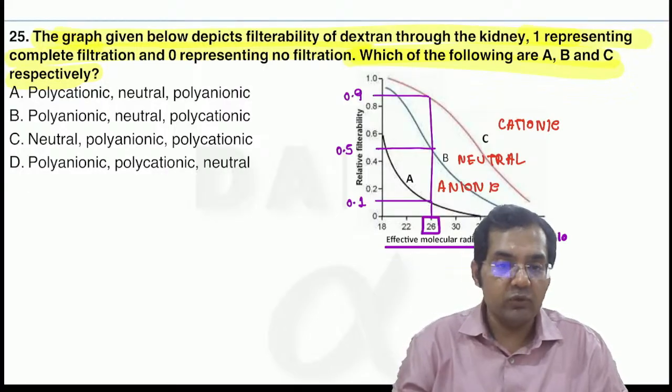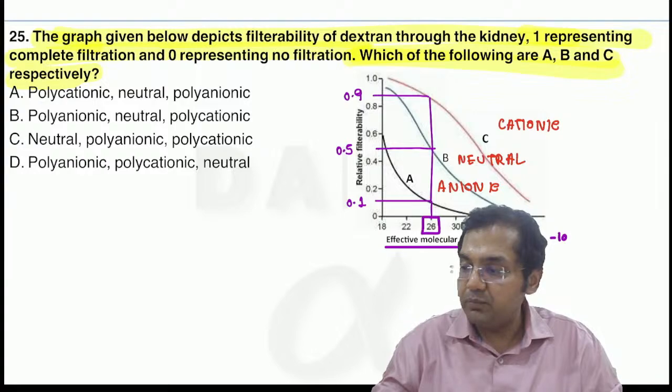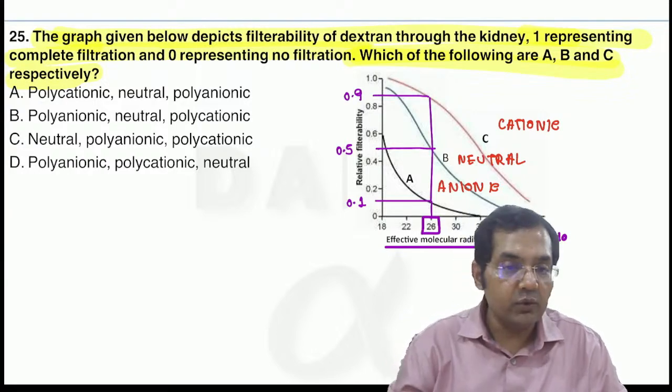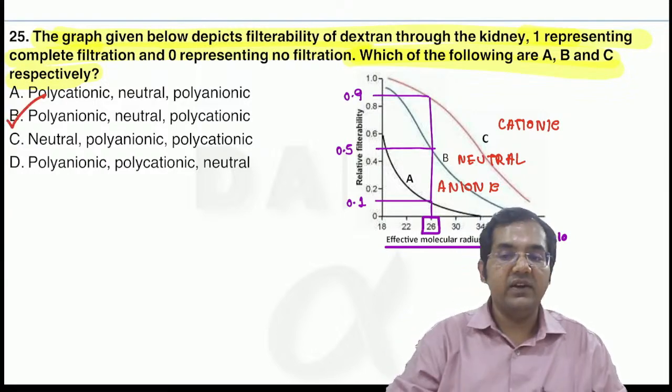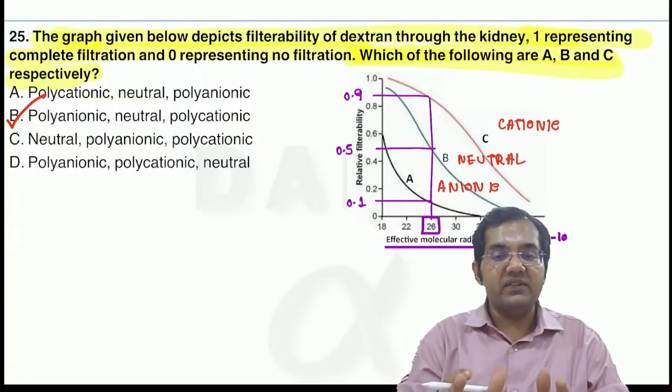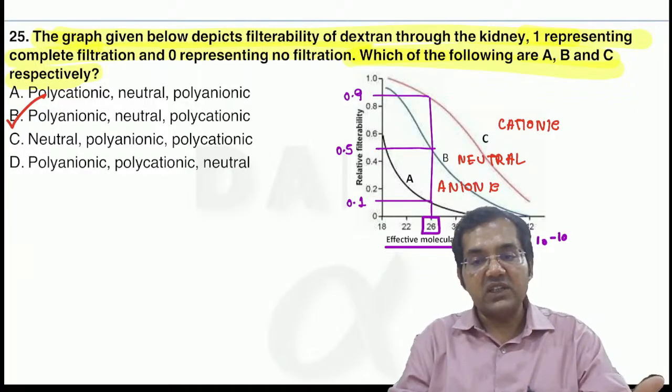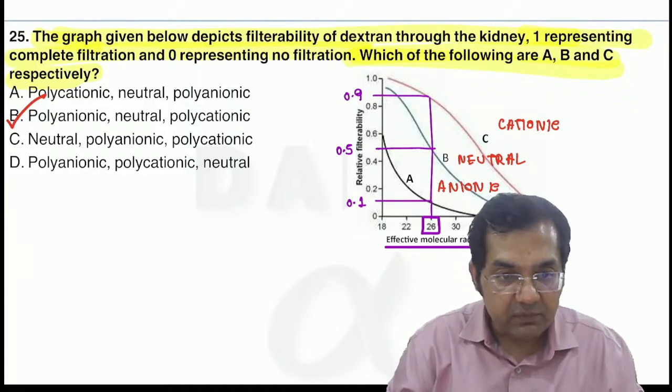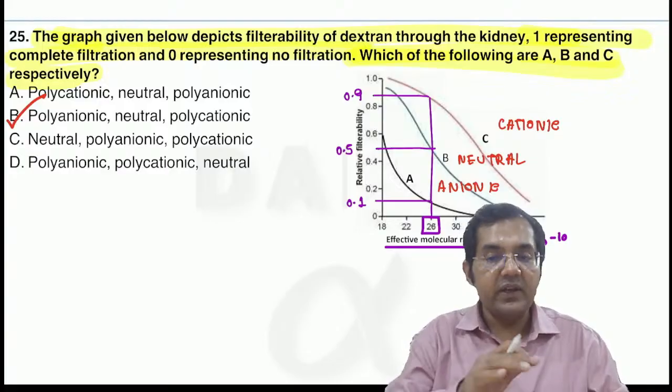So what is the answer? A is polyanionic, B is neutral, C is polycationic, right? So very important one. Remember, how did I do that? Simply take the same particle size and then see, the positively charged will be attracted by the negative basement membrane, the negative will be repelled, and the neutral will be in between, right?